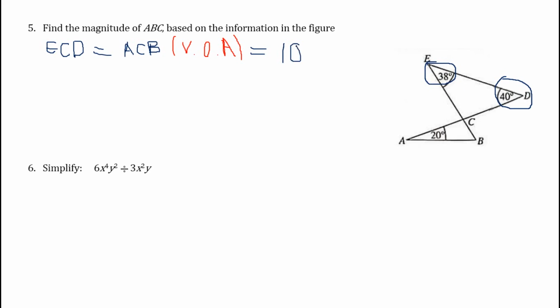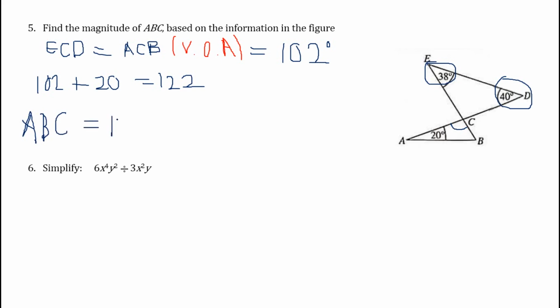That will be equal to 102 degrees. So ACB will also be equal to 102 degrees. That is this angle. So now when you add 102 plus 20, you get 122 degree. Now you have got ACB plus CAB equals 122. Now you will have to find ABC. You will have to minus 180 with 122. That will be equal to 58 degrees.